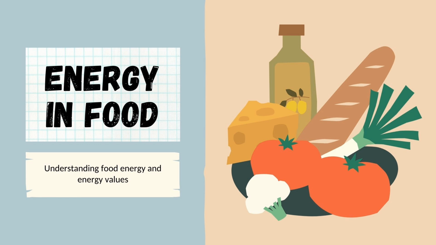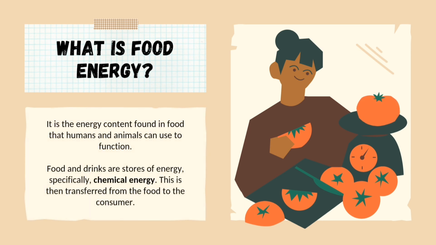This is science. Food energy is the energy stored inside food that humans and animals use to do everything. When you walk, talk, think, breathe, study, or even sleep, energy is being used. Food and drinks store this energy in the form of chemical energy, and when we eat food, this energy is transferred from the food to our body. So yes, every bite of food is secretly powering you like a rechargeable battery.